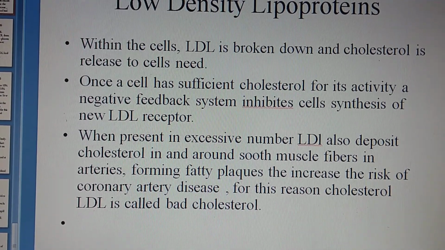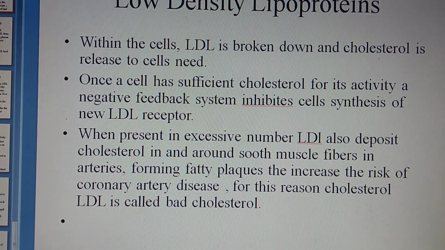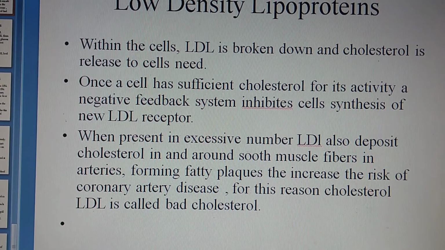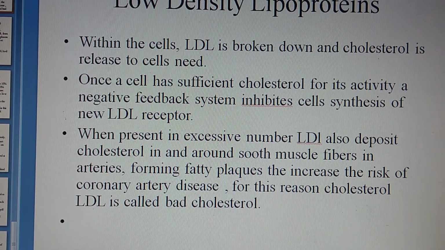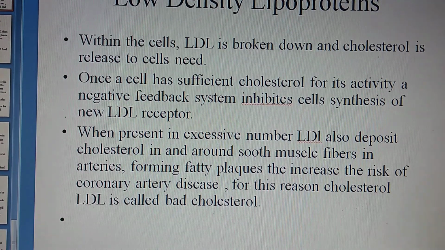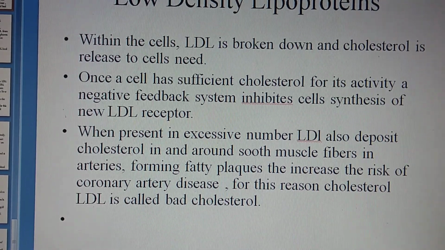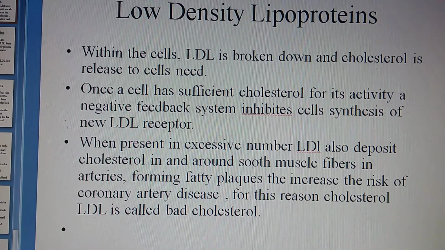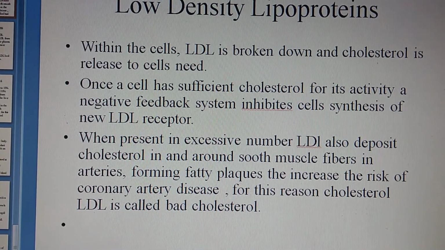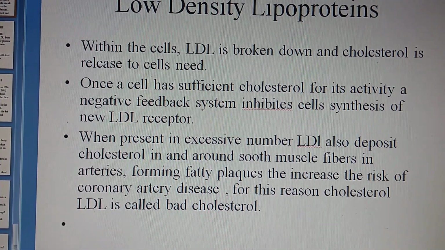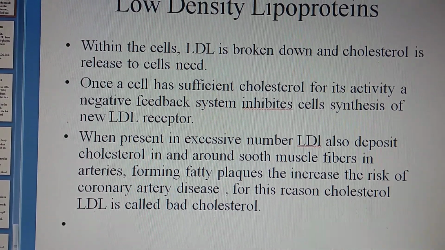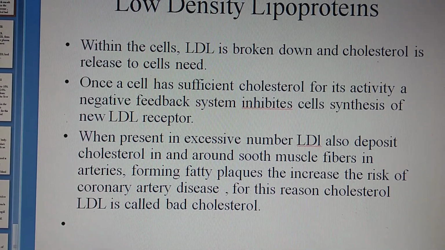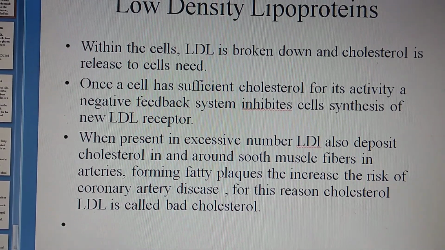Within cells, LDL is broken down and cholesterol is released for the cell's needs. Once a cell has sufficient cholesterol for its activity, a negative feedback system inhibits the cell's synthesis of new LDL receptors. When present in excessive number, LDL also deposits cholesterol in and around the smooth muscle fibers in the arteries, forming fatty plaques. They increase the risk of coronary artery disease, and for this reason, LDL cholesterol is called bad cholesterol.